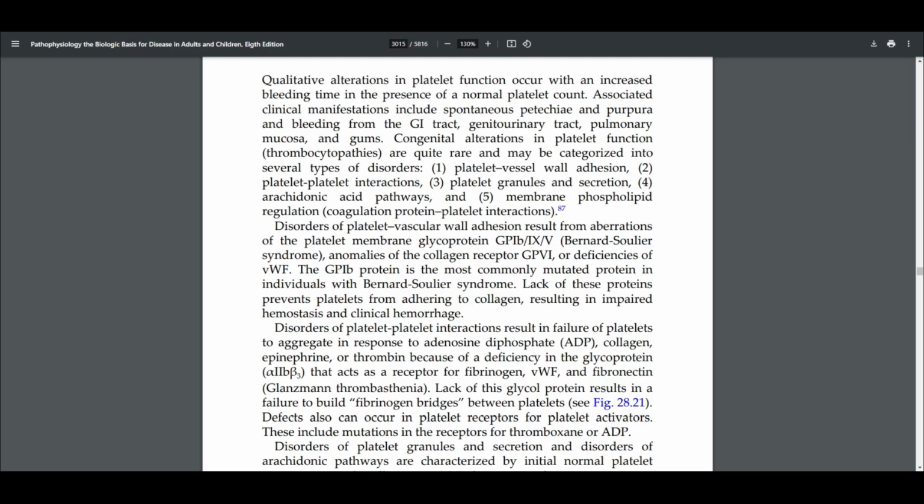Disorders of platelet vascular wall adhesion result from aberrations of the platelet membrane glycoprotein, that is GPIb-IX-V, anomalies of the collagen receptor, GPIa, or deficiencies of von Willebrand factor. GPIb protein is the most commonly mutated protein in individuals with Bernard-Soulier syndrome. Lack of these proteins prevents platelets from adhering to collagen, resulting in impaired hemostasis and clinical hemorrhage.